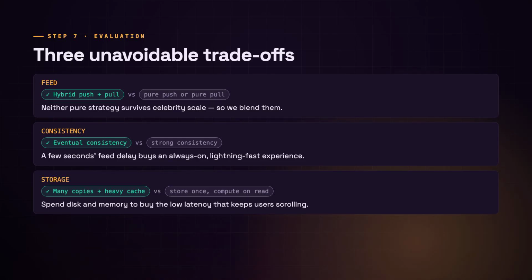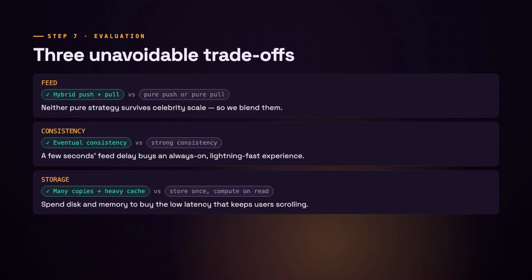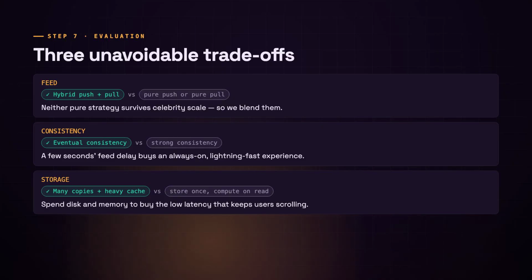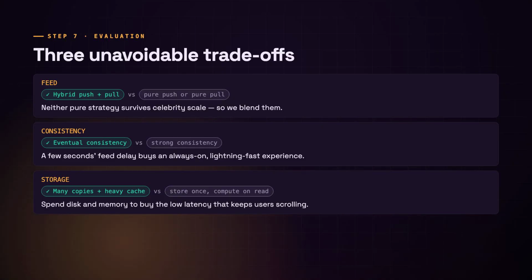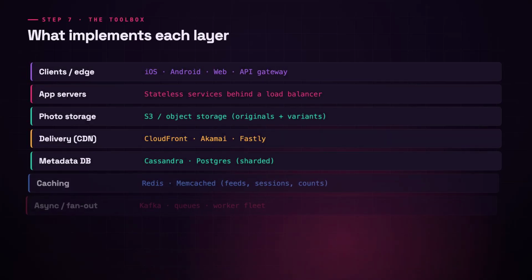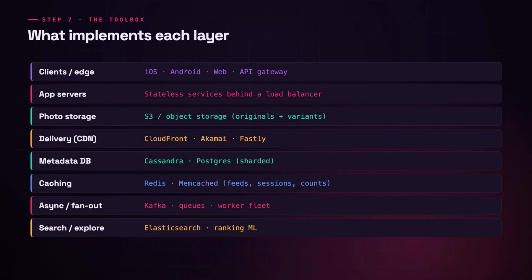We deliberately store multiple copies of every image and cache aggressively, spending disk and memory to buy the low latency that keeps users scrolling. Good design is choosing your trade-offs on purpose. Finally, let's map every layer to the real tools you'd actually name in an interview.